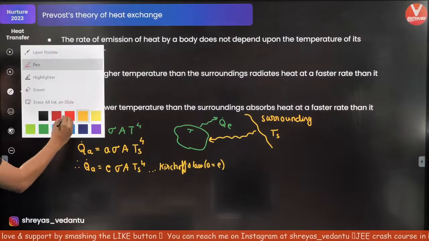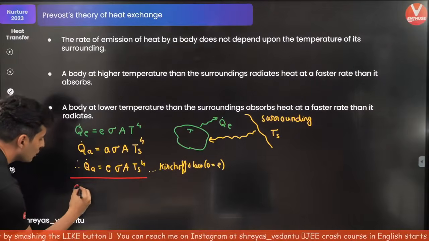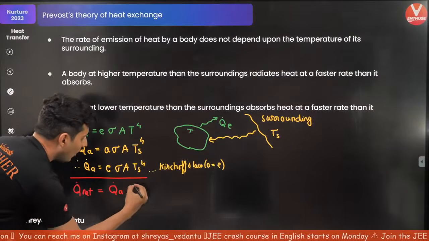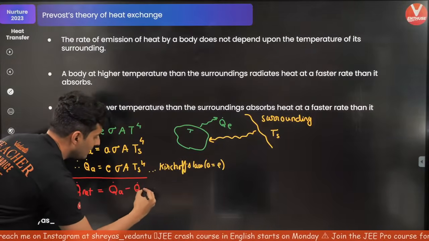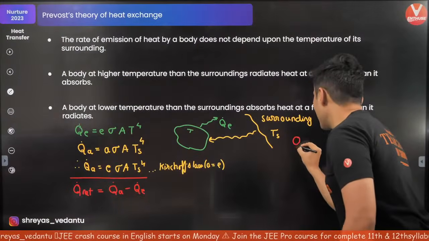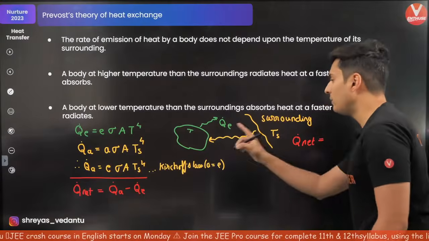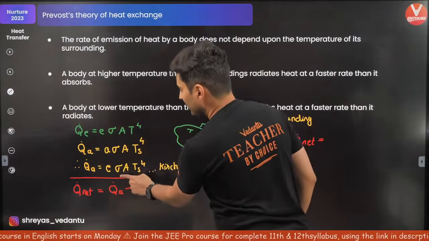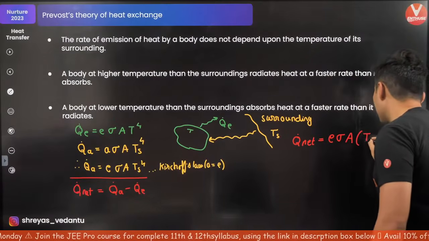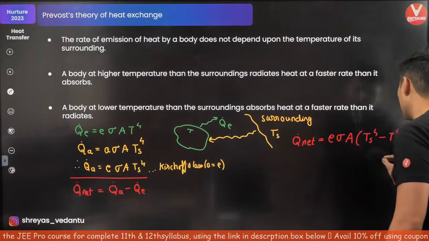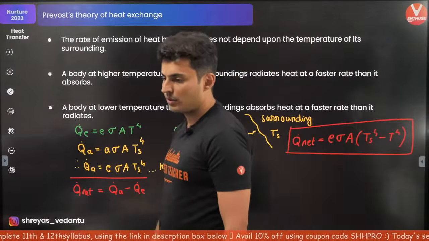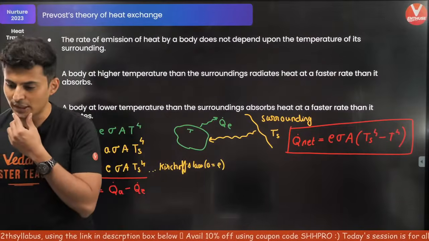So the net heat transfer, Q net, will be how much energy is being absorbed, entering, minus how much energy you are emitting, which is going out. If you subtract, you get Q net equals E sigma A times Ts raised to 4 minus T raised to 4. This is the formula that you are going to get. Understood, my warriors? Got it?